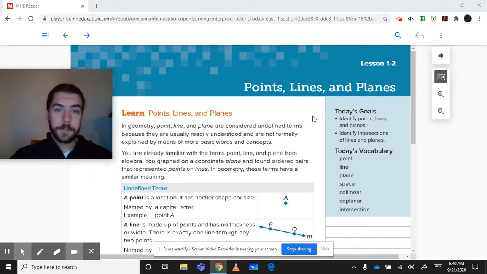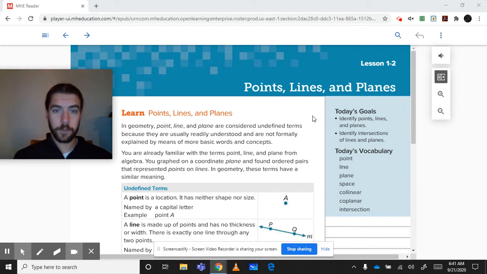Okay, in geometry, point, line, and plane are considered undefined terms because they're usually readily understood and are not formally explained by means of more basic words and concepts. Okay, so that just means that for point, line, and plane, you don't need to have a bunch of other vocabulary words that help explain what they are. They just kind of explain themselves visually.